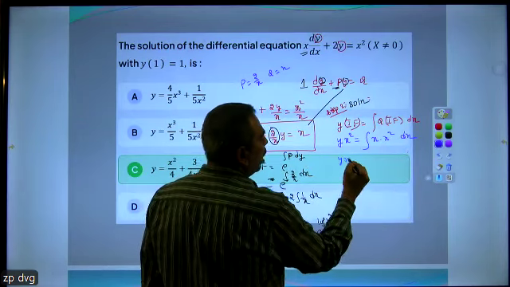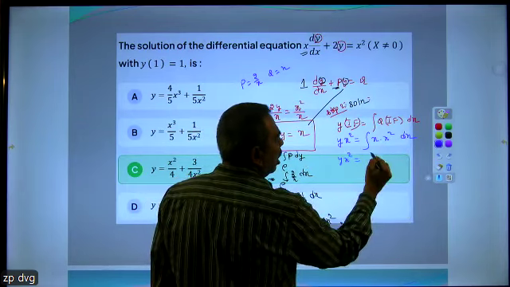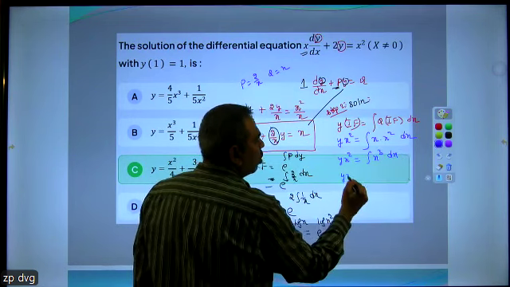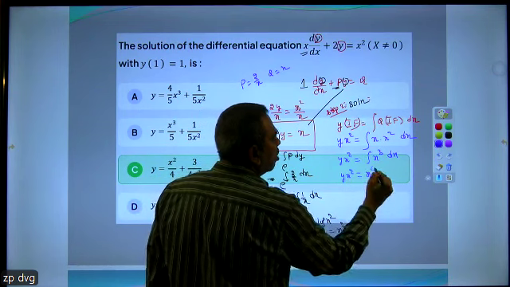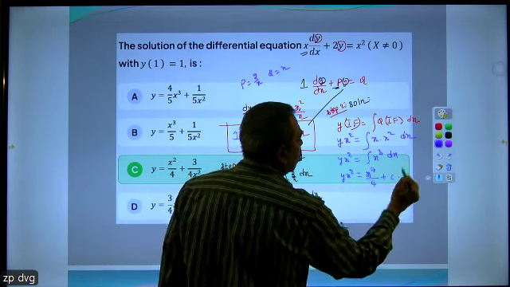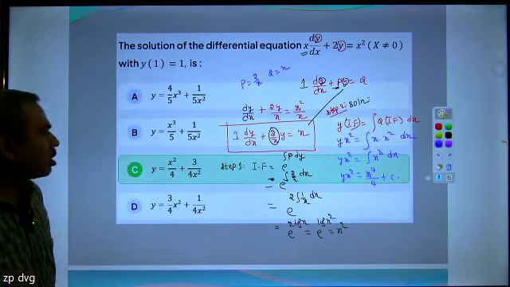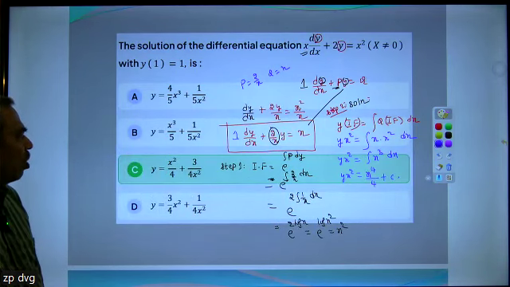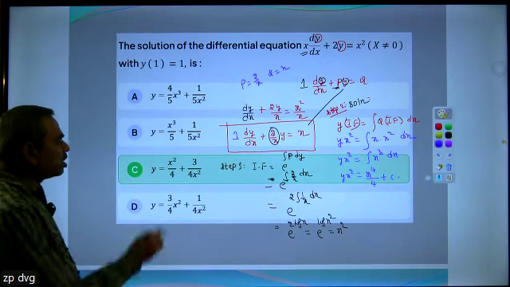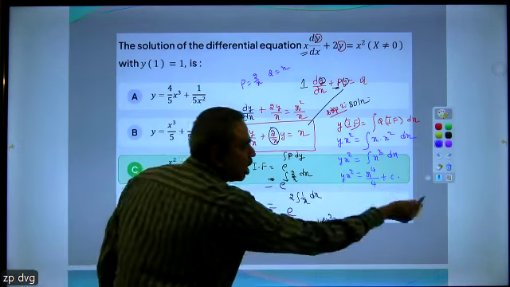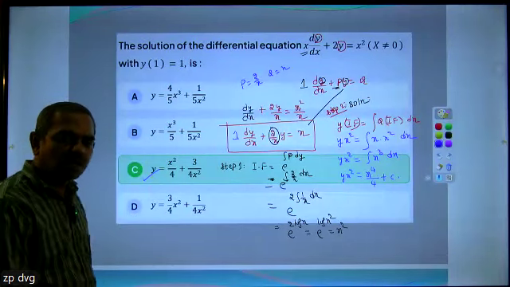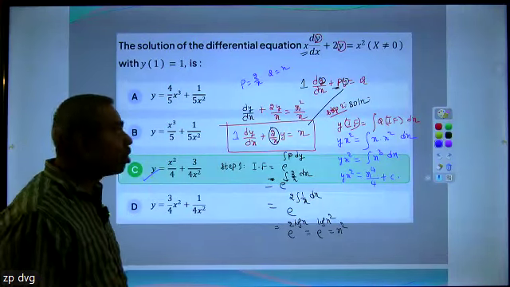That's all. So we get y into x square is nothing but the integration of x cube into dx. That's all. So we get y into x square is x to the power 4 by 4 plus some constant. Is it clear? So that is what we get here. Now, since I want y, you send x square to the right hand side, and you'll get it. Is it clear?